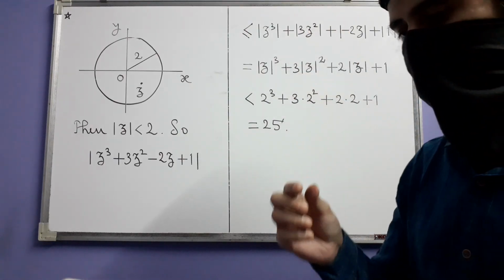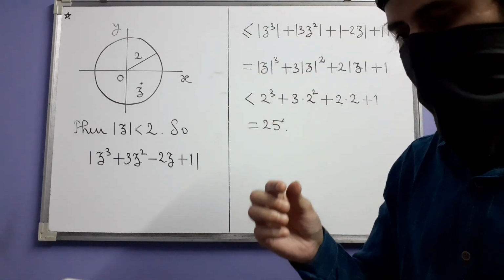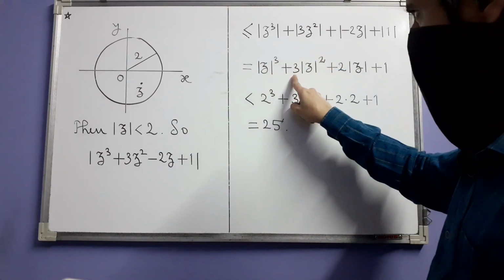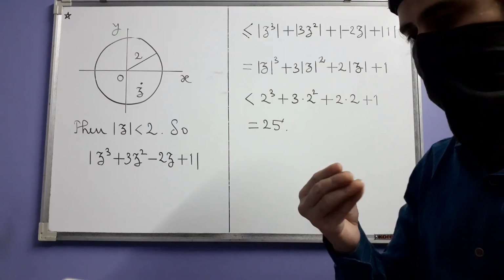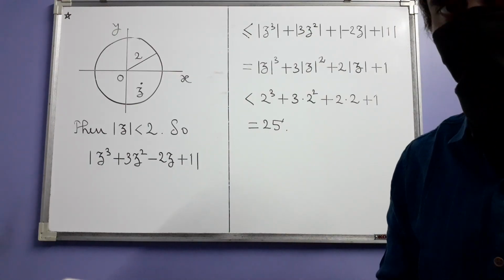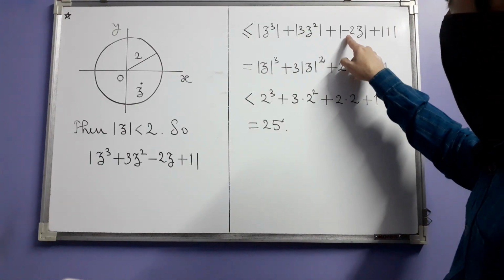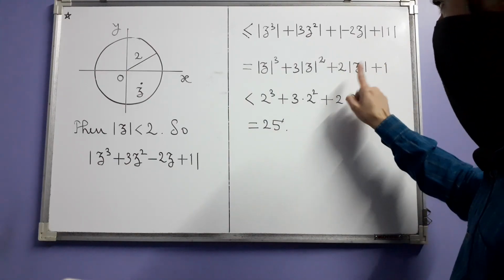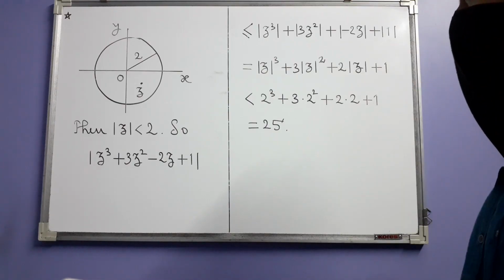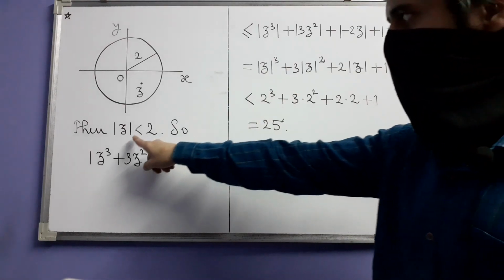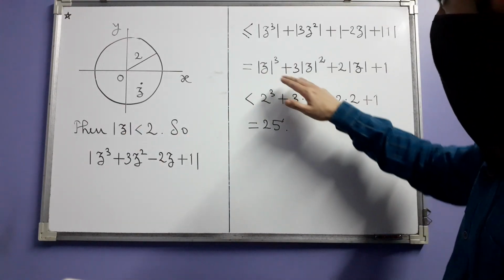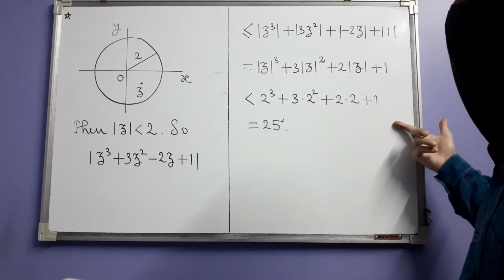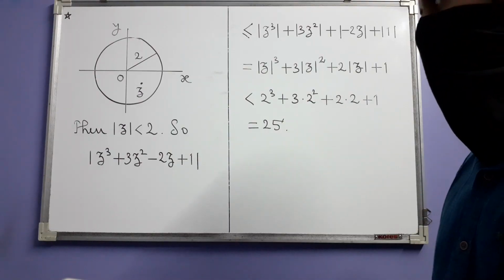Here actually you can think of 2 steps. In the first step you write the absolute value of 3 times the absolute value of z square. The absolute value of 3 is nothing but 3, and the absolute value of z square is the square of the absolute value of z. Just like that, here you have mod minus 2 times mod z, mod minus 2 is 2, and here you have mod z, and mod 1 is of course 1. And then you use this inequality. And from that you get that this expression is less than this, which turns out to be 25.